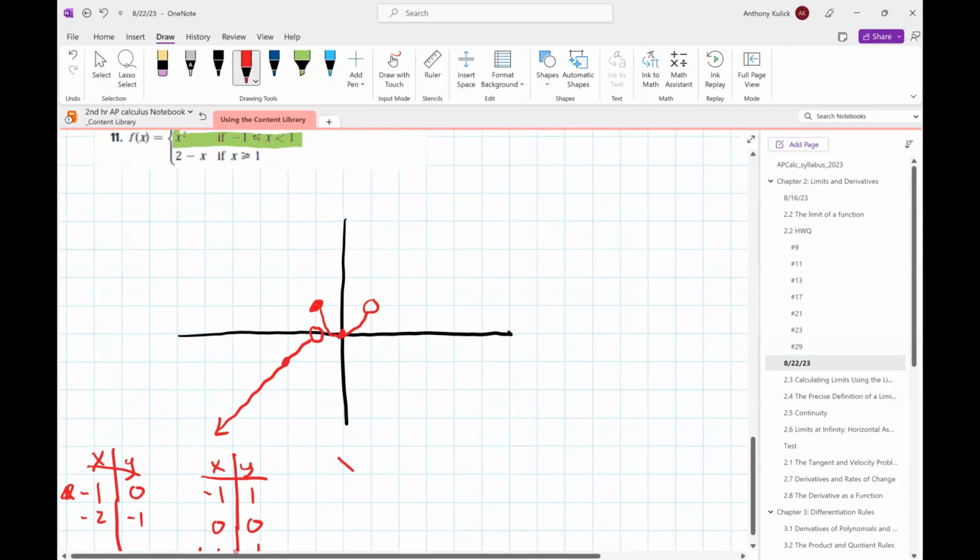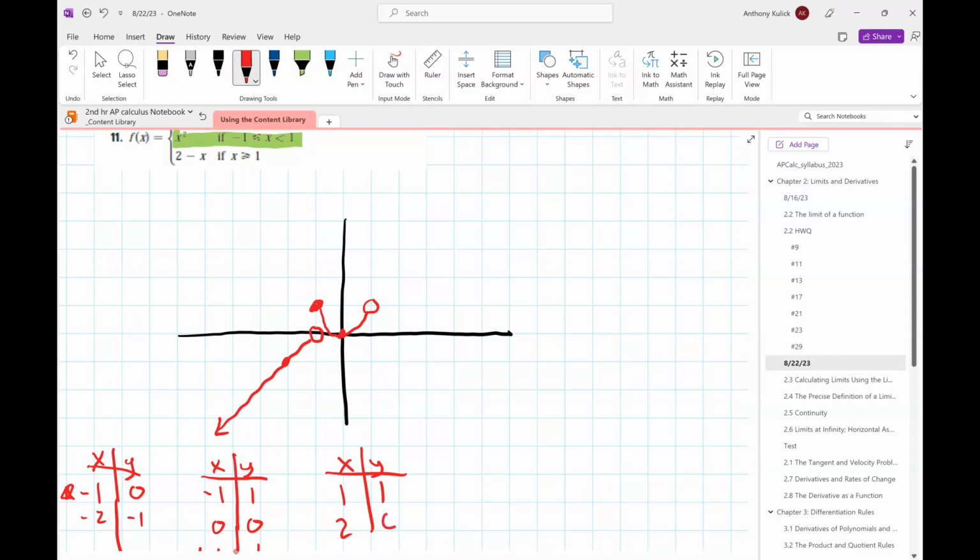And then my last piece is another linear piece. Again, I need 2 points. I'm going to just pick 1, which is my boundary value, and then something else that's greater than 1. So that gives me what? 1 and then 0. So when I plot 1, 1, I notice that fills in my open circle there, right? And then I have 2, 0 is here. So this is my graph. Good with how I generated this?